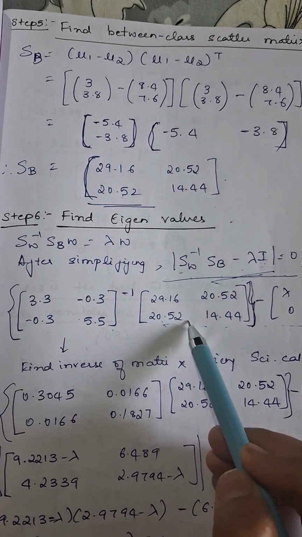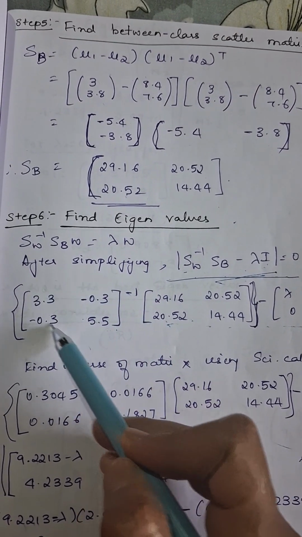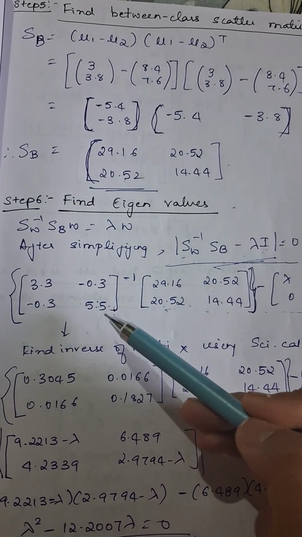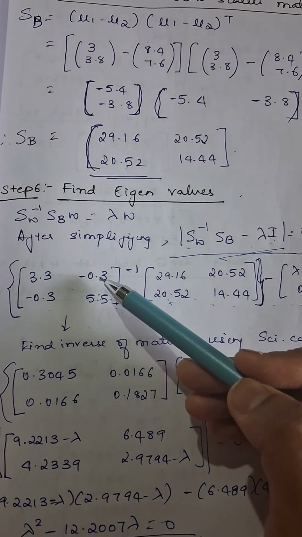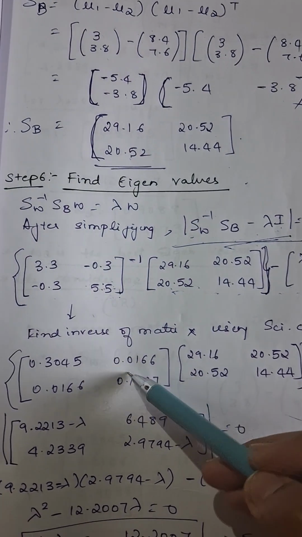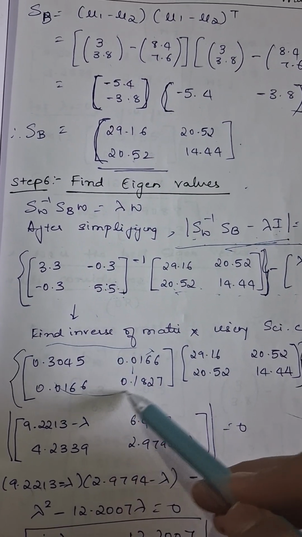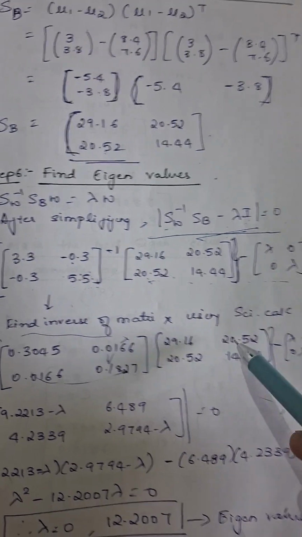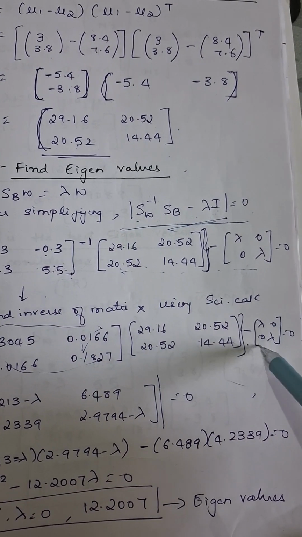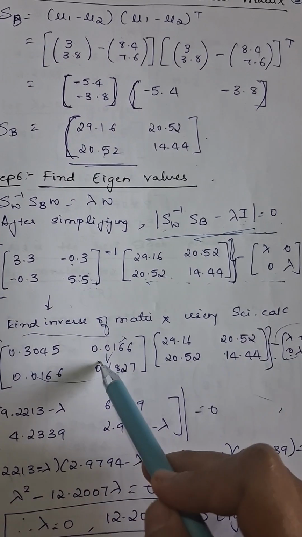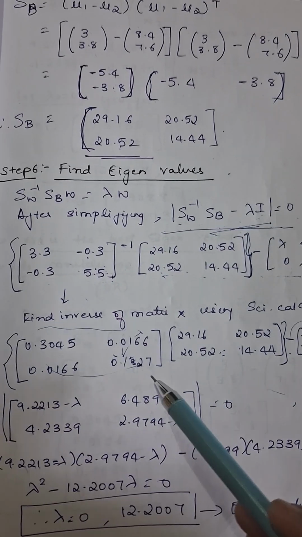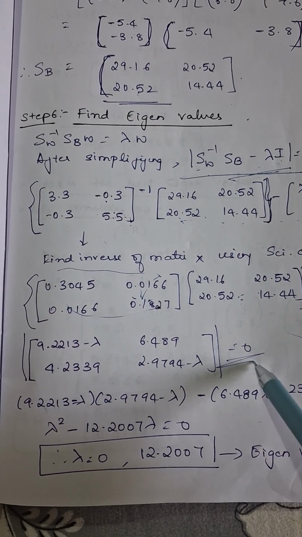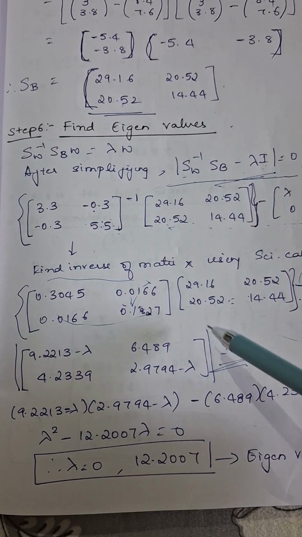First you multiply these two. Remember this is inverse, this is not transpose. If you know how to calculate the inverse, you do it. Otherwise, you do it in a scientific calculator. If I find the inverse, I am getting this as a value. So this is the inverse matrix. Multiply this with SB minus lambda into I, that is the identity matrix. First multiply these two, and then when you subtract by this, this is what you get. Now you have to find the determinant of this.